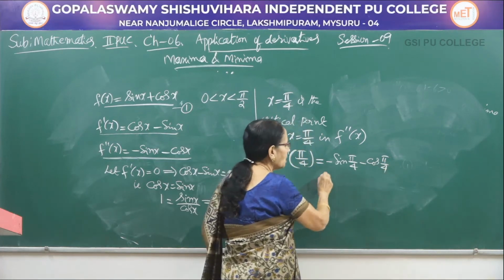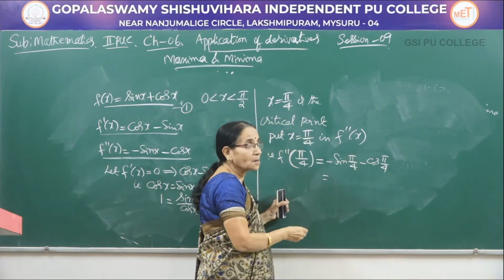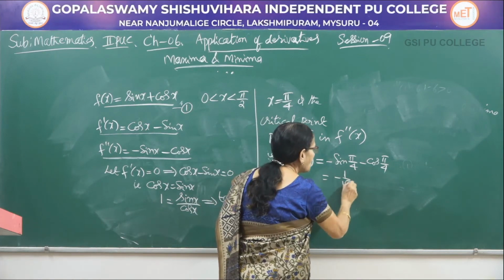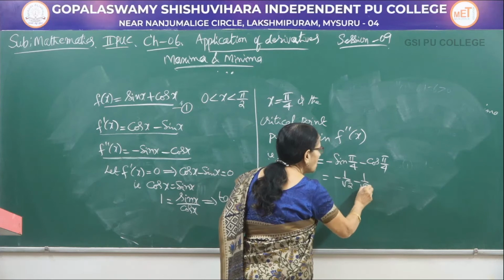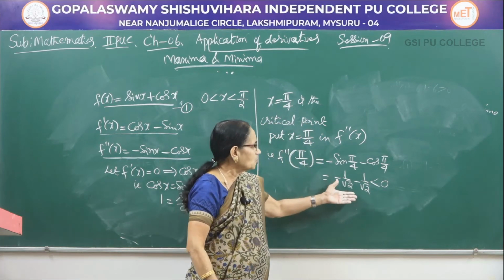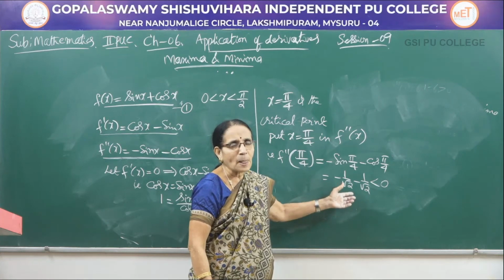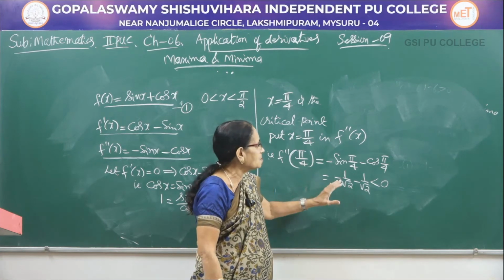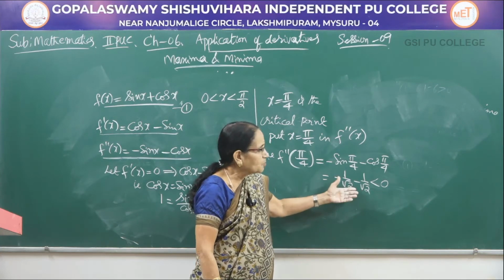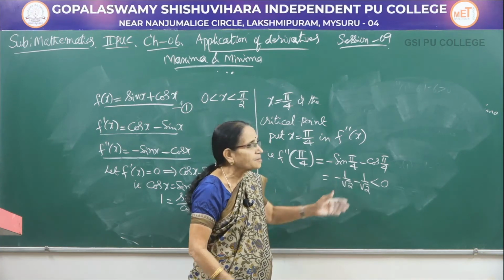Okay, let me write the value. Here itself you can directly write, it is negative because both of them are negative. Minus 1 by root 2 minus 1 by root 2 is certainly less than 0. There is no need to take the LCM and simplify. We are interested to know only whether it is negative or positive. Since both of them are negative, the sum will also be negative. So it is less than 0.